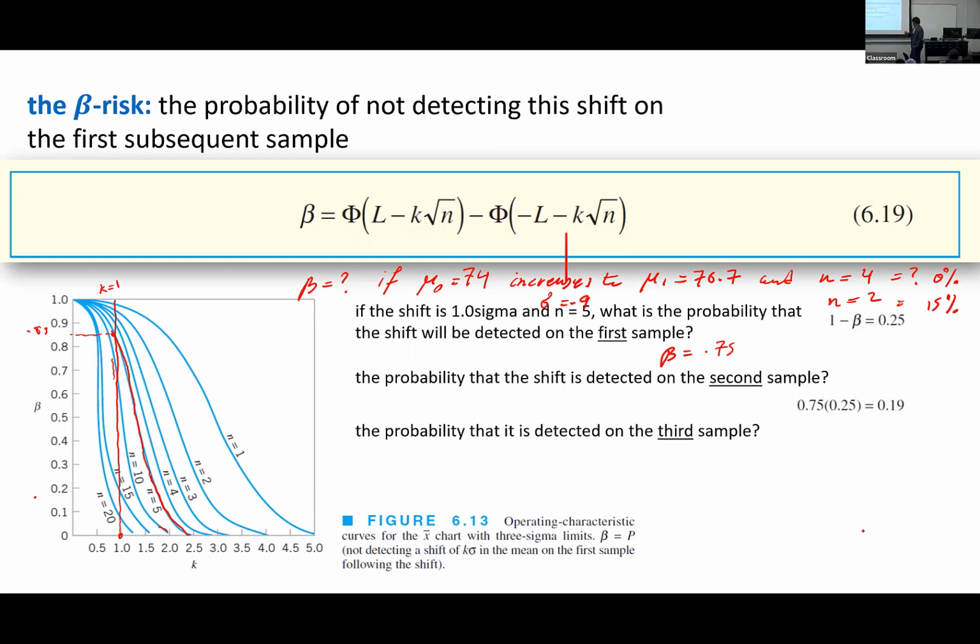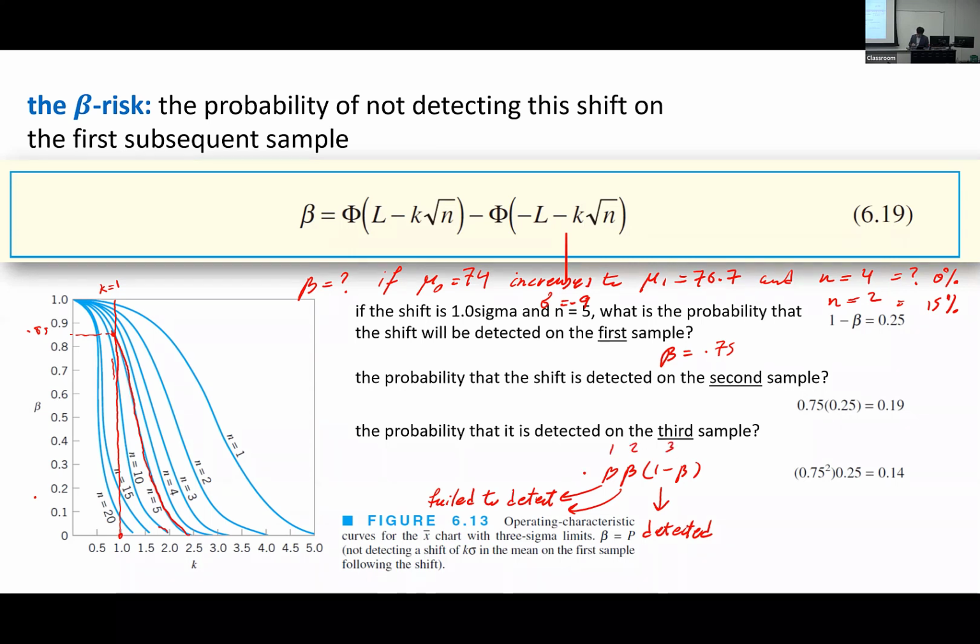First one, you miss it, beta. Second one, you miss it, beta. Third one, you catch it, 1 minus beta. Beta times beta times 1 minus beta. First, second, third. Good.